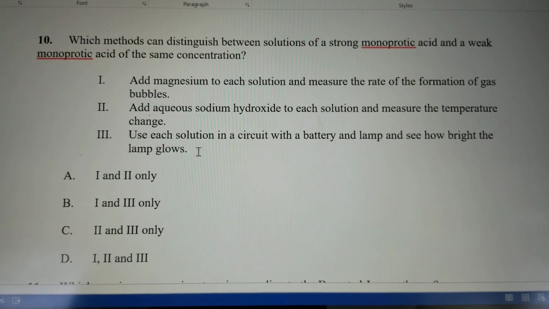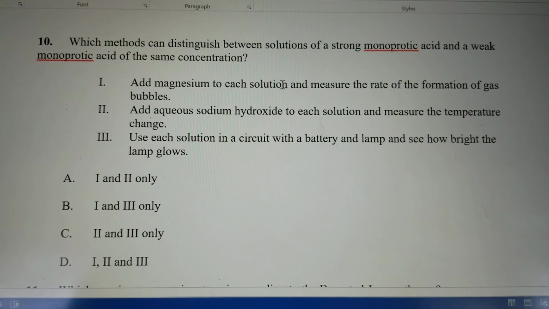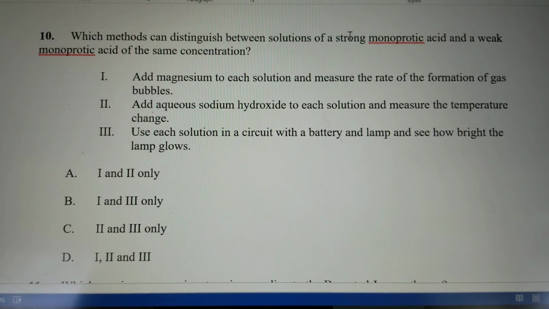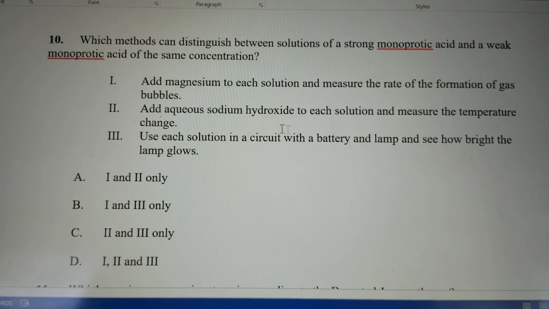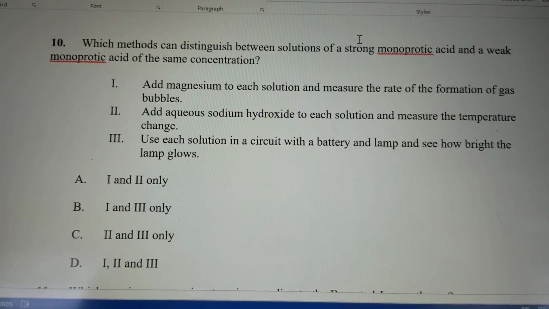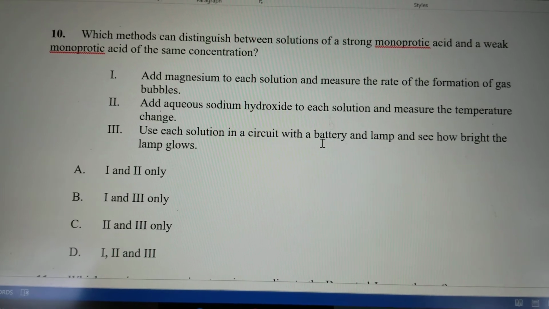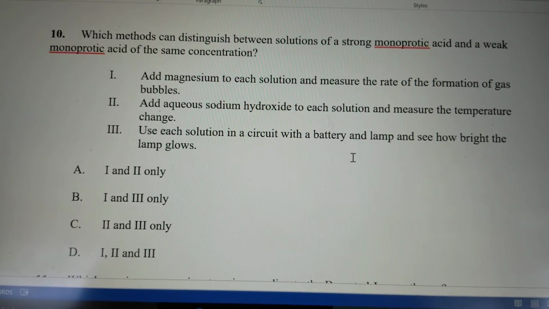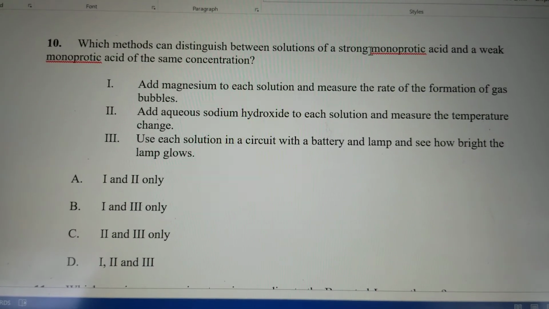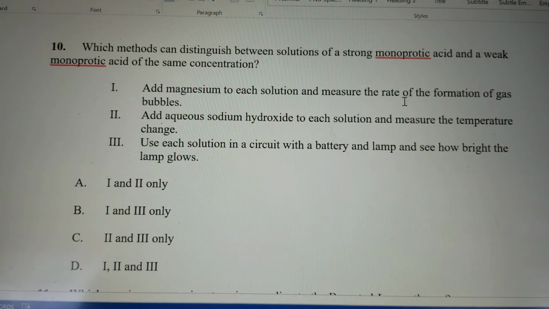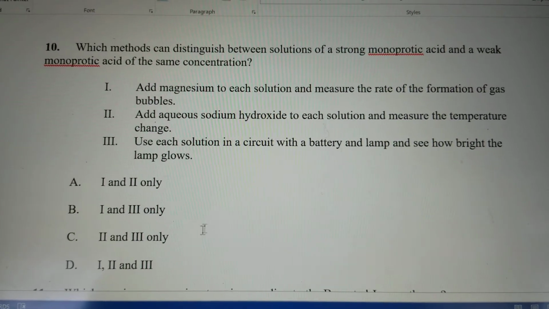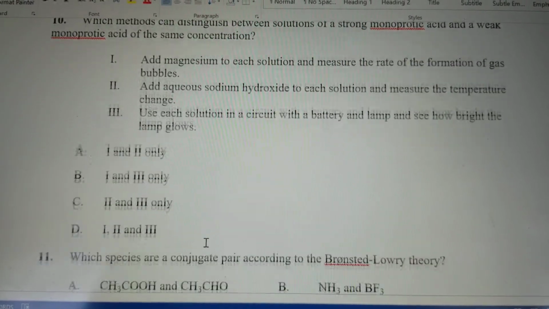So of the things that it asks you to do, the first one, you would be looking at formation of gas bubbles. More bubbles means stronger acid. The second one talks about measuring the temperature change. Larger temperature change, stronger acid. And then the last one asks you to hook it up to a battery and a lamp and see the brightness of the lamp. The brighter the lamp, the stronger the acid. So basically, you could do a comparison of gas bubbles, of temperature change, and the glowing of the lamp. So all 3 are options, and so the answer is letter D.